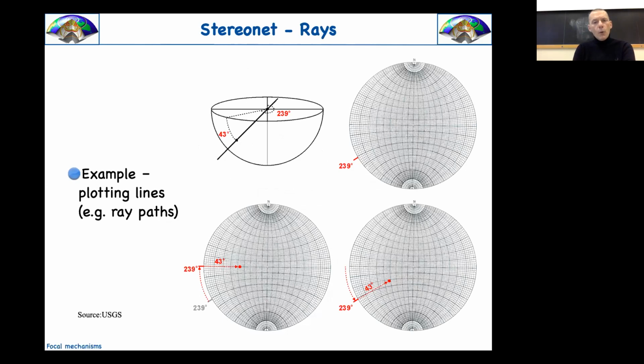Now, what about a ray leaving the source? Well, we have to imagine that a wavefield is a sphere.